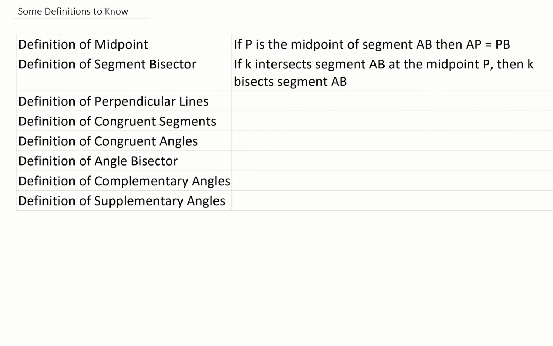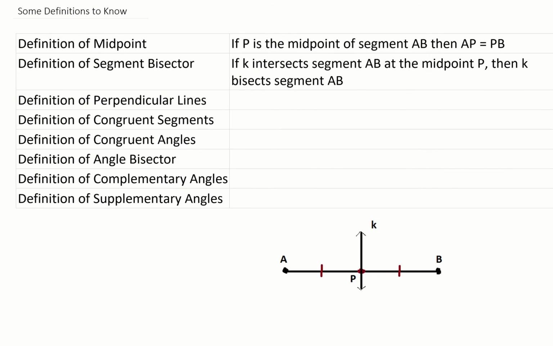Now the segment bisector, remember bisector means you cut in half. So segment bisector means that you're cutting a segment in half. So if K intersects AB at the midpoint, then that means K bisects AB. And so here K, the line K, is a bisector. It's just a line that cuts it in half. And basically it's similar to the midpoint, but instead of it being a single point, it's just a line. So it's a line that looks like it's physically cutting it. And so if you have a line that intersects it at the midpoint, that means it slices it in half.